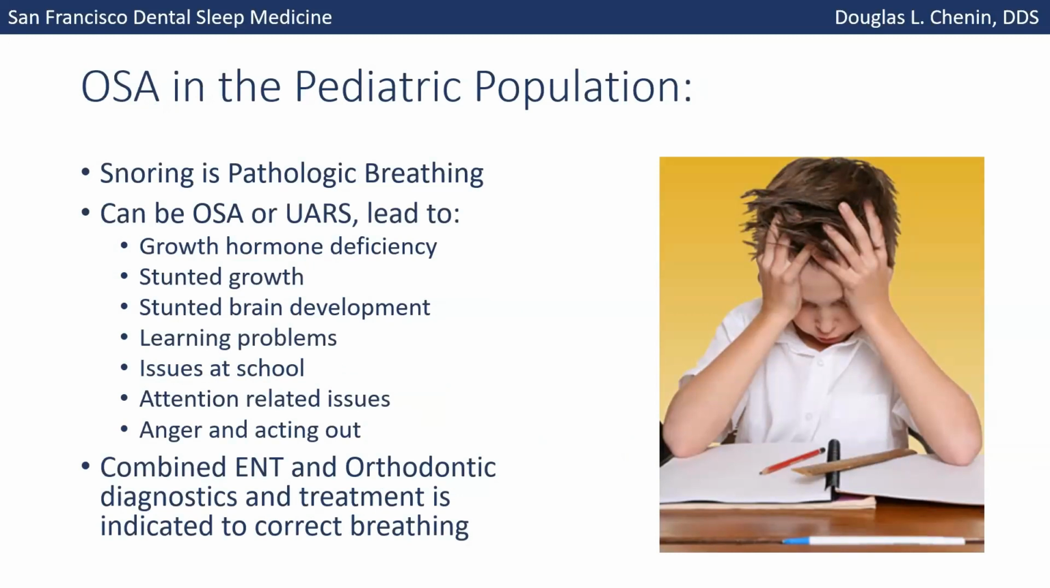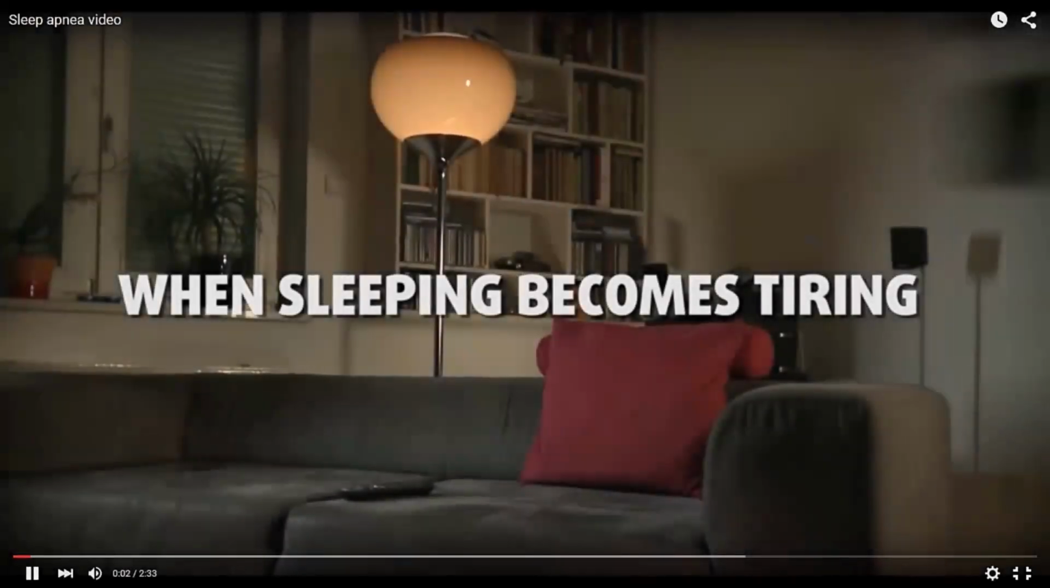Typically with children, combined ENT and orthodontic treatment is the best because you can grow a child out of sleep apnea. So the oral appliance isn't what we do for children. We get them doing ENT to get them breathing through their nose again, and get the orthodontics moving to allow for expansion and growth and development of the craniofacial complex.